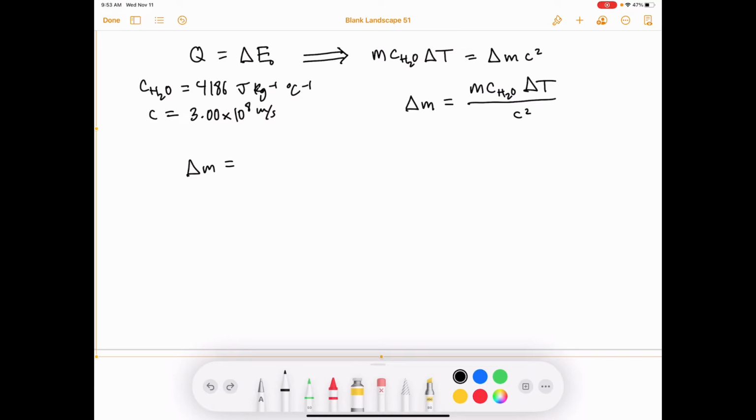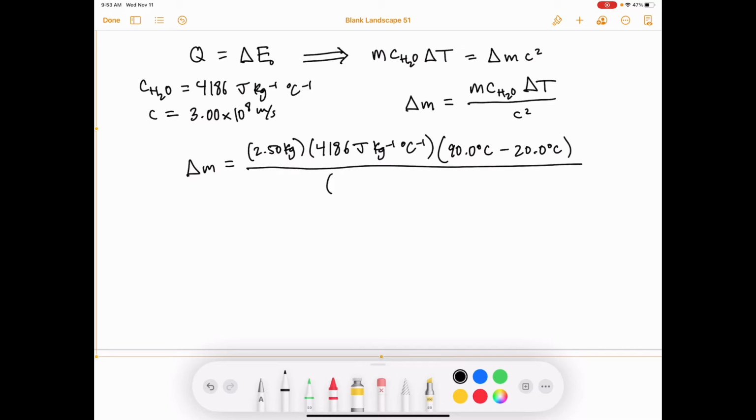On top, we have m. The mass of the water is 2.50 kilograms. The specific heat of the water is 4,186 joules per kilogram per degree Celsius. And then the temperature change is, well, the final temperature is 90 degrees Celsius. The initial is 20. So 90 degrees Celsius minus 20 degrees Celsius, over the speed of light, 3 times 10 to the 8 meters per second, all squared.